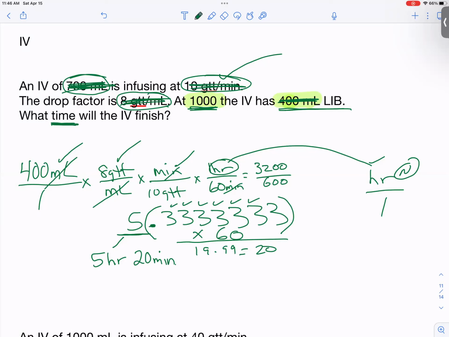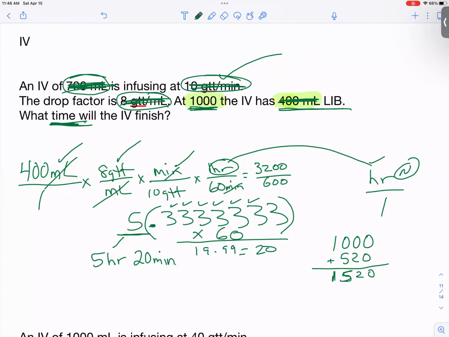But the question is not asking me that. It's not asking me how long. It's asking me the exact time. So if I walked in at 10 a.m. and it takes 5 hours and 20 minutes to infuse, I'm going to walk back in at 15:20 with a brand new IV bag to hang on my patient's pump or gravity, I'm sorry, to hang.